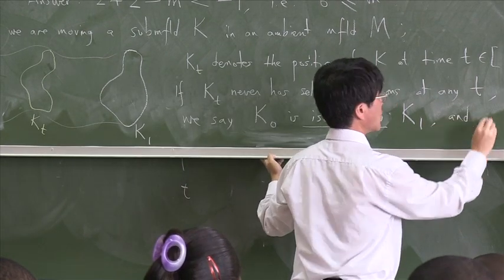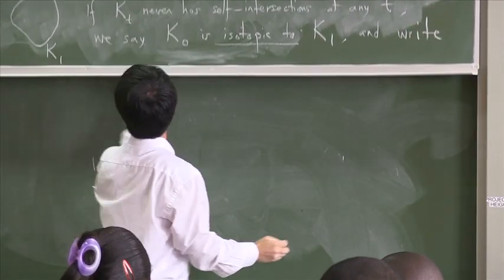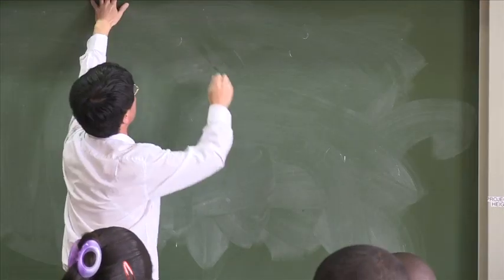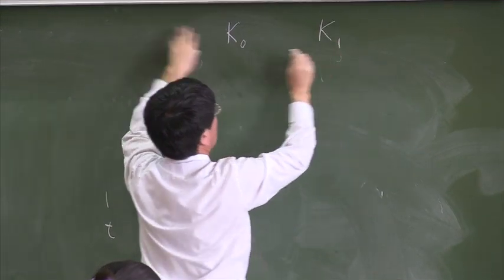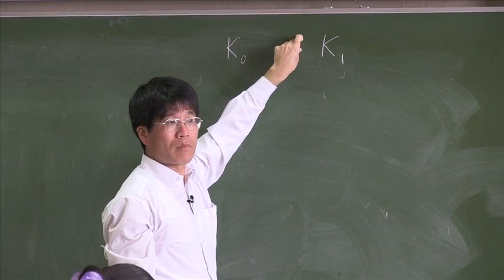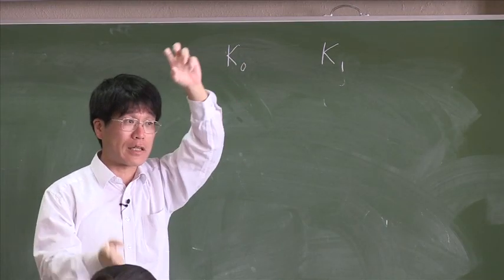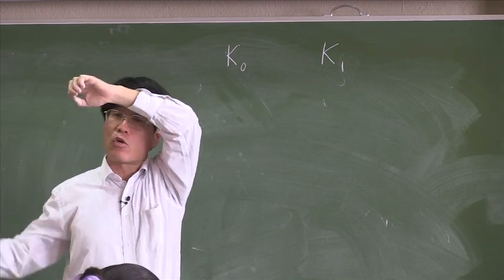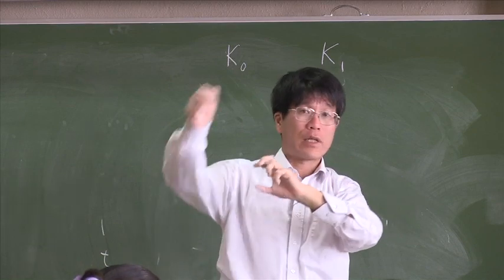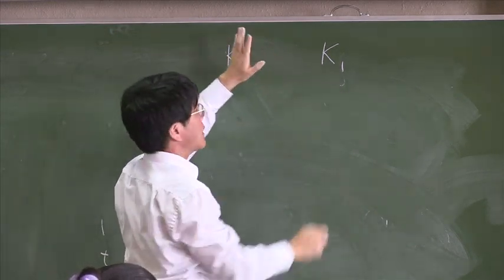And here is a little bit of symbol. We shall write this as K0 and K1 are not equal, of course, because they are in different positions and they're not quite the same thing. In fact, they might have changed shape. But with continuous deformation without self-intersection, they are, of course, homeomorphic, but there is more.